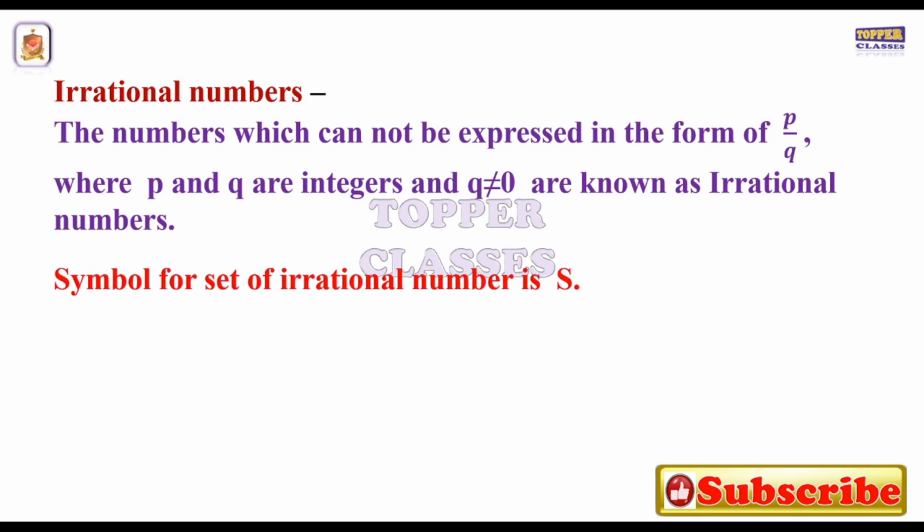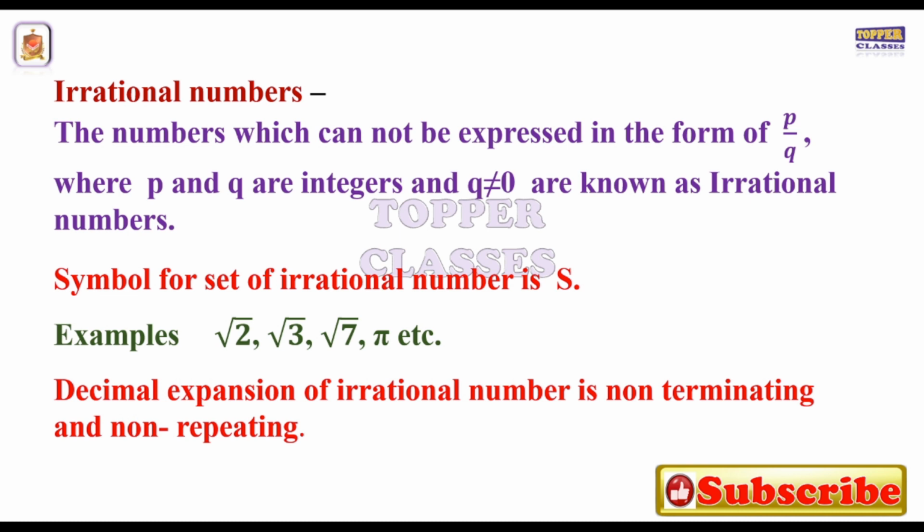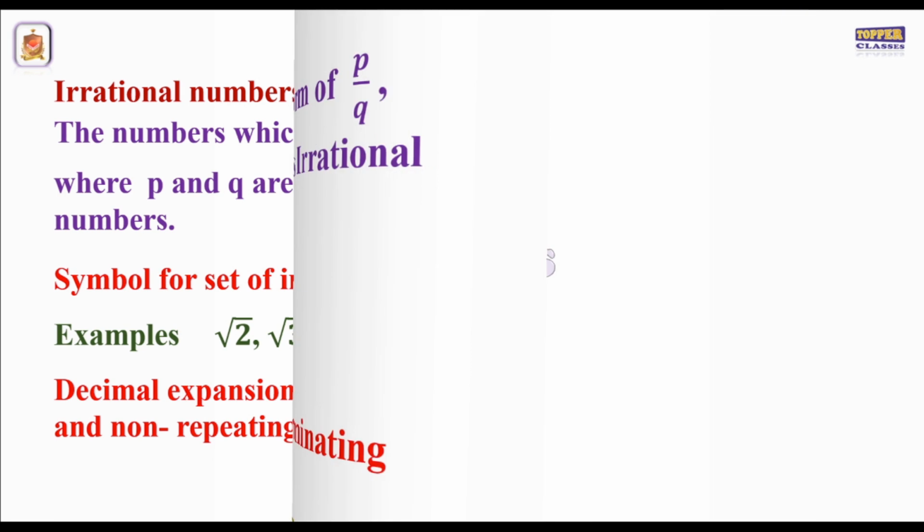Symbol for set of irrational numbers is S. Examples: root 2, root 3, root 7, pi. Pi is also an irrational number. Now remember, square root of any prime number is always irrational. Decimal expansion of an irrational number is non-terminating and non-repeating.